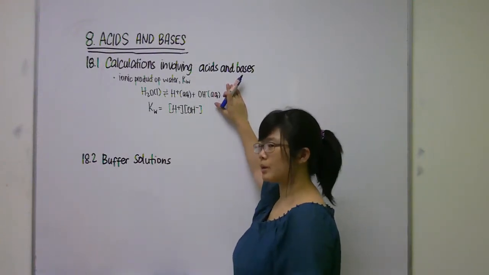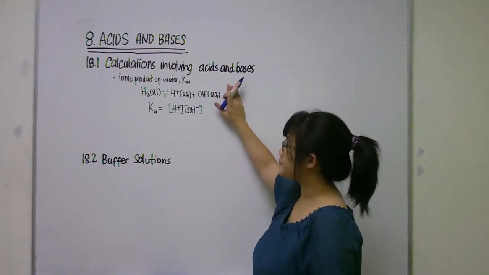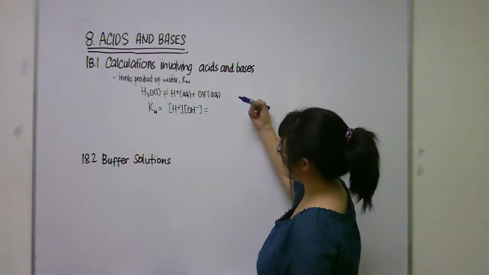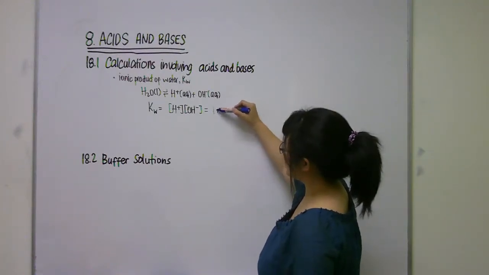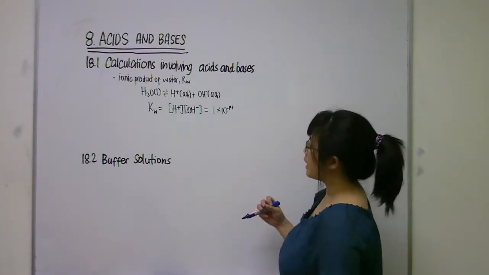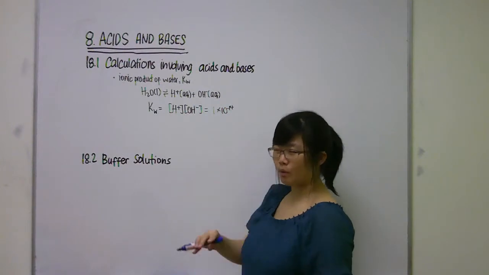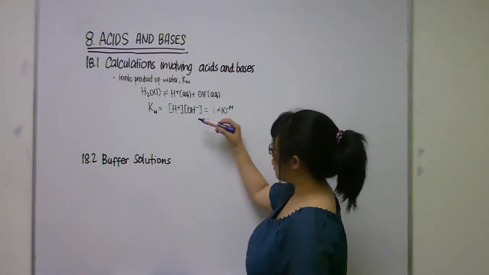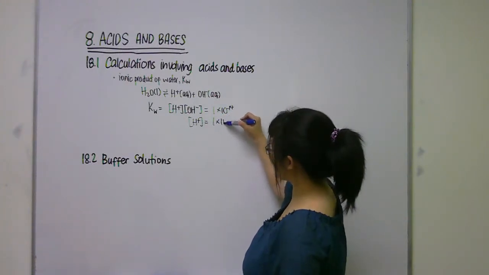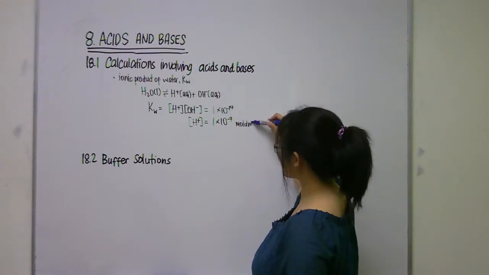So it behaves like an equilibrium constant. It stays constant at the same temperature. The students need to know that at 25 degrees Celsius, this is equal to 1 times 10 to the power of minus 14. And because we know the concentration of H plus and OH minus in pure water is always the same, we can calculate that the H plus concentration is 1 times 10 to the power of minus 7.